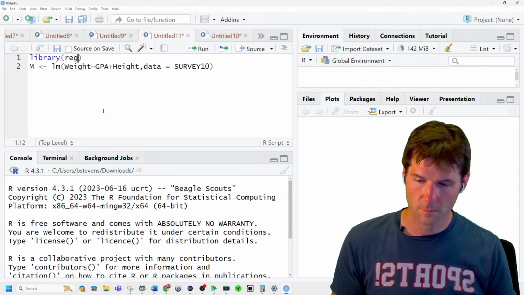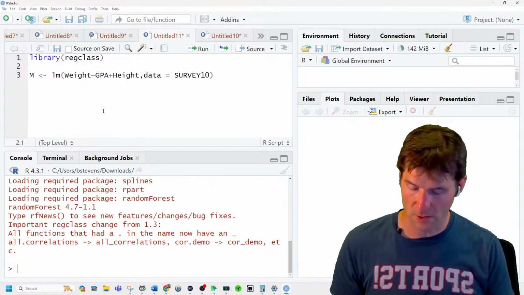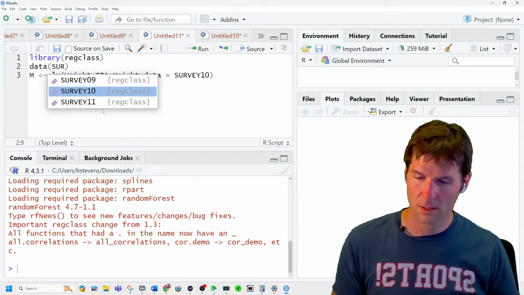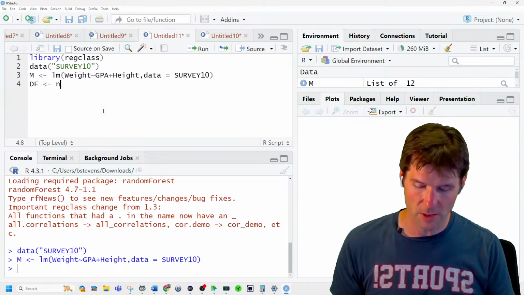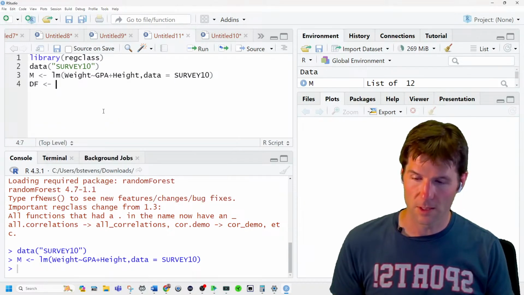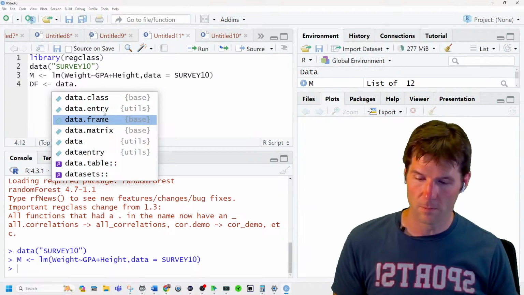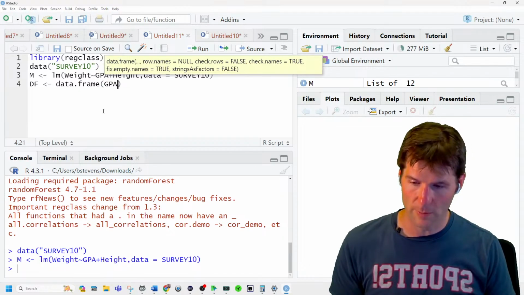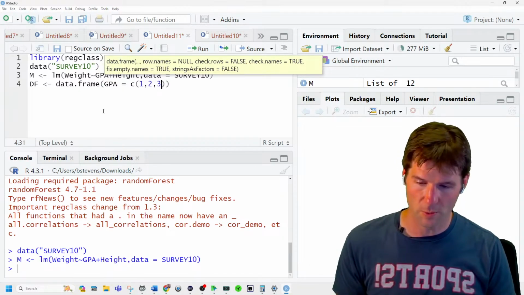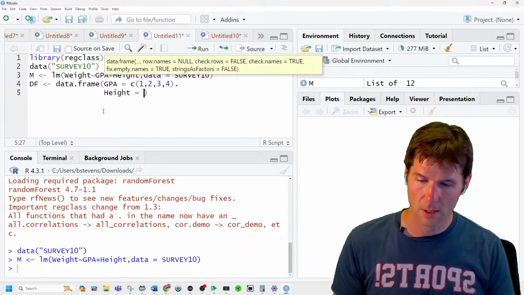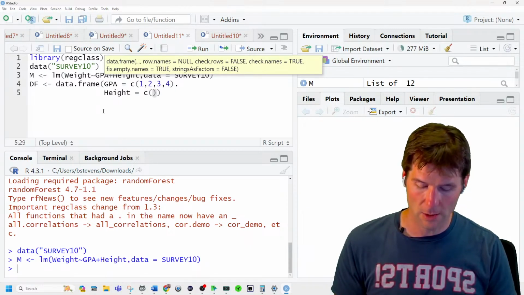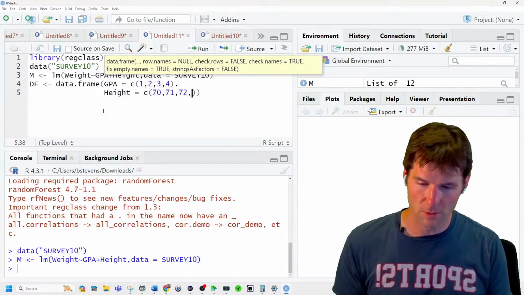So I'm on my computer now. I don't got to reinstall libraries. Got all the libraries. And now we go right here and we run data frame, left arrow. I call it data frame. It's much easier. New data. No, sorry. data.frame equals, and then we go GPA equals 1, 2, 3, 4. And then we go here, height equals concatenate 70, 71, 72, 73.